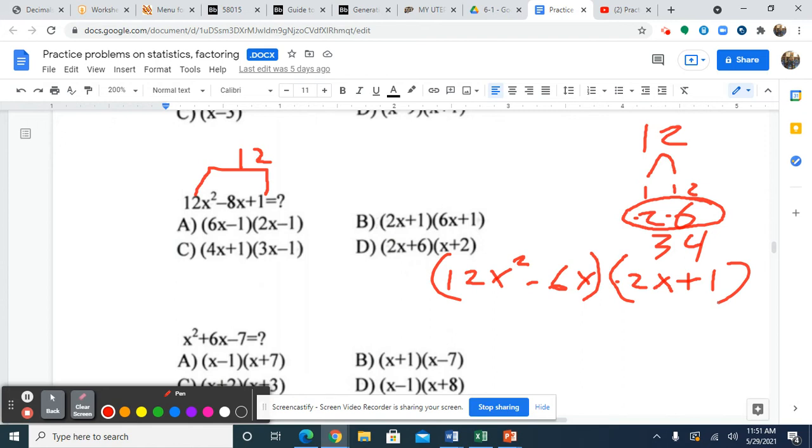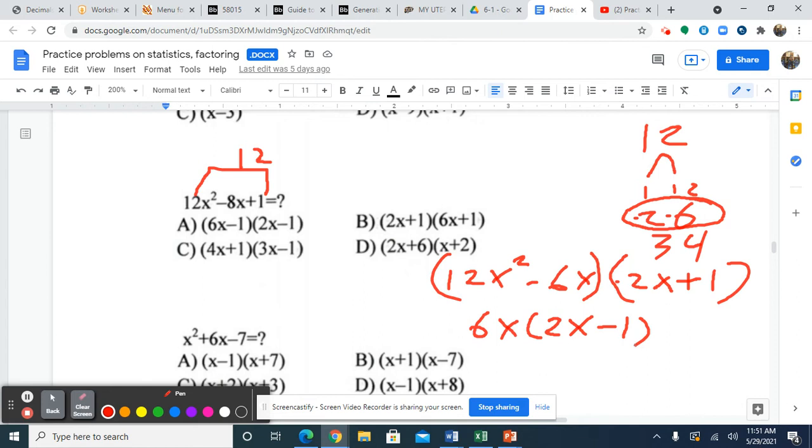In the first part, it's 6x. When we factor out a 6x, we're left with 2x minus 1. Now we want this thing in the parentheses to match what's going to be inside the other parentheses. Now it's pretty close, but it's negative 2x plus 1.